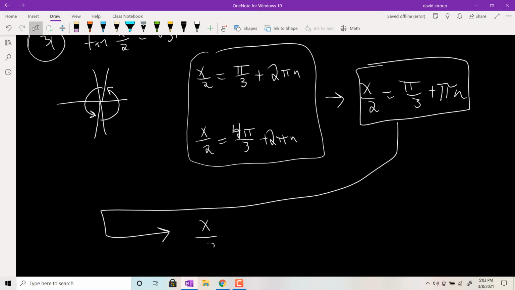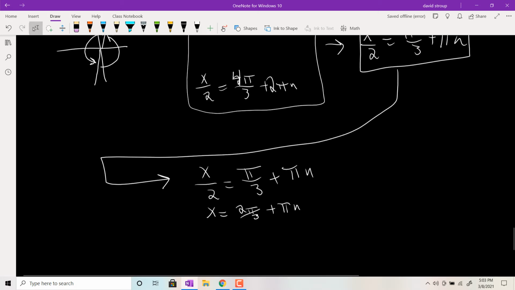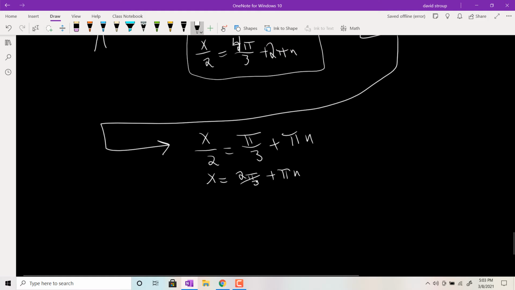Okay, so I got x over 2 equals pi over 3 plus pi n. I'm going to multiply everything by 2, so I get x equals something. So I get x equals 2 pi over 3 plus pi n. And then I need to find all solutions in between 0 and 2 pi. So my first solution is multiply 0 times pi, so I just get 2 pi over 3 plus 0 pi, which is 2 pi over 3 plus 0, which is 2 pi over 3.